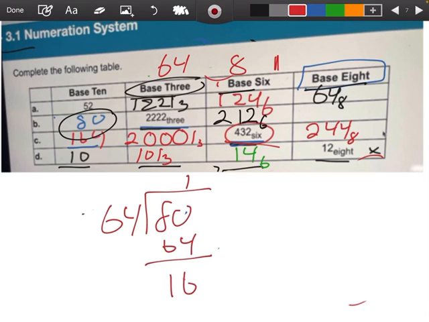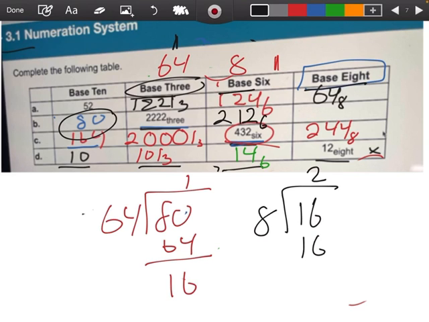Then I have the number 16, and I want to figure out how many times 8 goes into 16. Oh, it goes in twice, nice and neat. What's my remainder? 0. So I have two 8s and no 1s. So this is going to be 120 base 8.